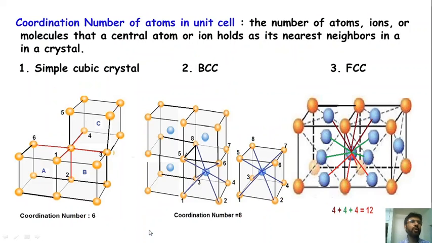Now we are going to see the coordination number of the atoms in the unit cell. What do you mean by the coordination number? It is the number of atoms, ions or molecules that a central atom or ion holds as its nearest neighbors in a crystal.